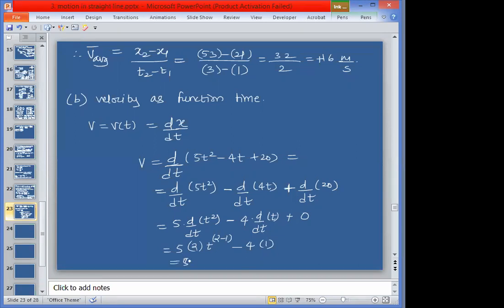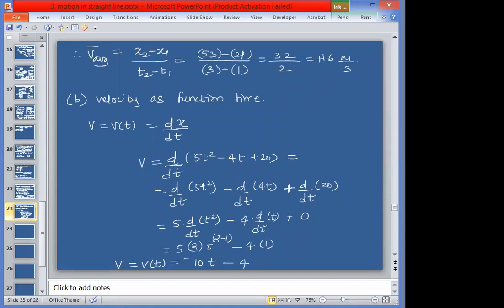5 into 2 will be equal to 10, t raised to 2 minus 1 means t raised to 1, which means only t. Minus 4. So the answer is 10t minus 4. That's the formula for instantaneous velocity, or velocity as a function of time. Try to understand, you should be calculating the answers easily.